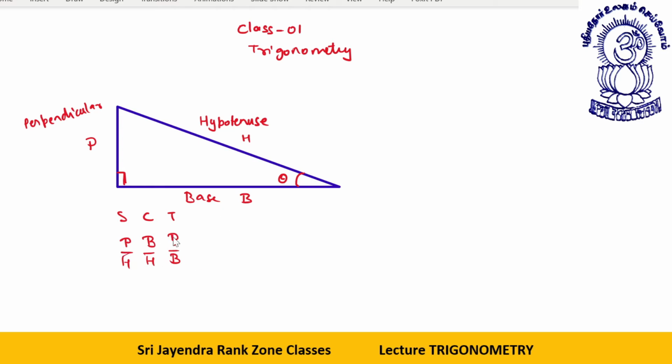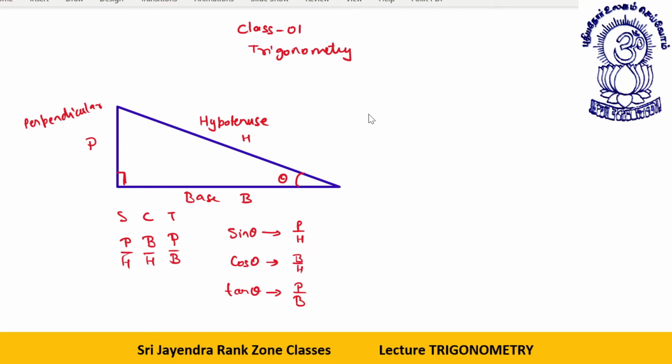It means S is for sine theta, C stands for cos theta, T stands for tan theta. So sine theta is what? P by H, perpendicular upon hypotenuse. Cos theta is B upon H. And tan theta is P upon B. Clear? Sin theta, cos theta, tan theta.